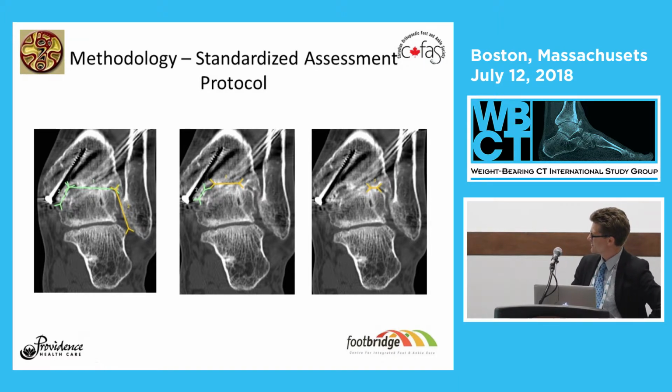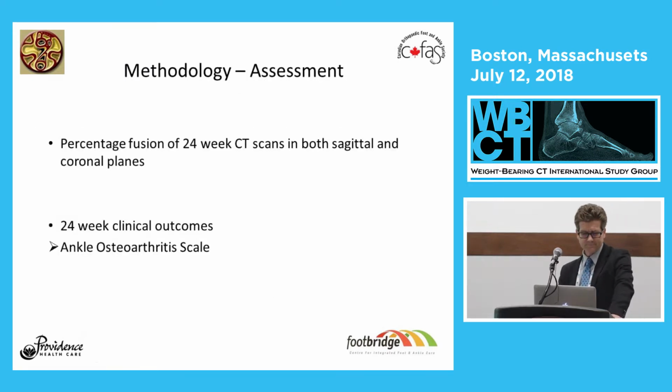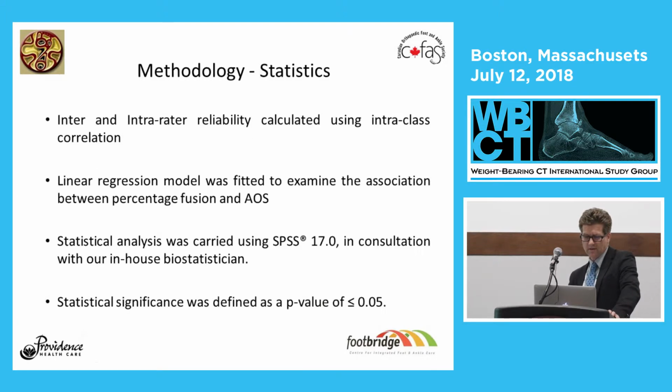This is how we assessed it, for example, on the coronal views. So you can see that there's no union between the tip of the fibula and the lateral side of the talus. So this would come in as roughly a 50% fusion rate based on this particular X-ray. And then obviously there's the area that's unreadable. And so we then obviously looked at these scans and the outcomes. We looked at the inter and intra-observer reliability. We did a regression model to look at the association between percent fusion and outcome score at the same time.